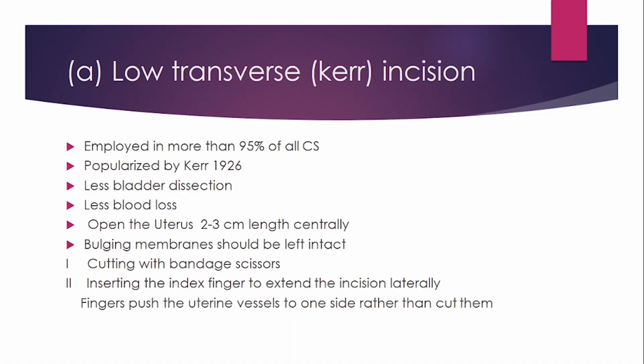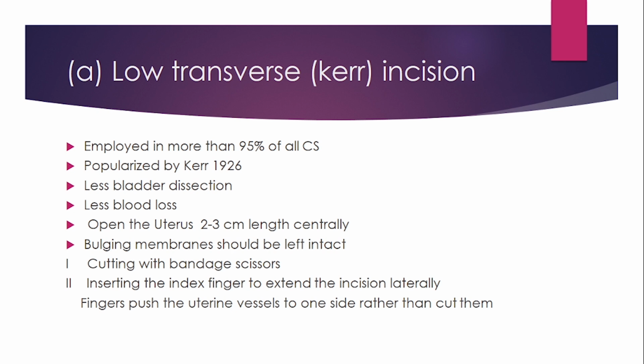It's also called Kerr incision. As I mentioned earlier, it's employed in about 95% of all cesarean sections nowadays. Of course, it was popularized by Kerr in 1926. There's less bladder dissection, less blood loss. Then you open the uterus about 2 to 3 centimeter length centrally. You don't cut through the entire length through which you are going to deliver the baby. So it's just 2 to 3 centimeter length centrally.